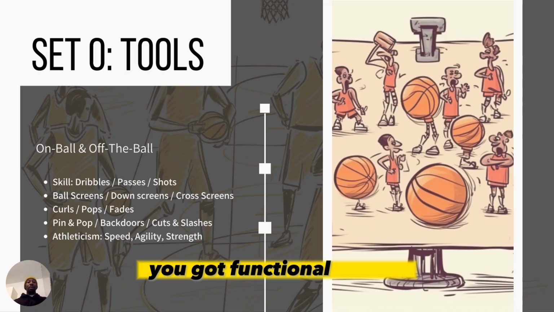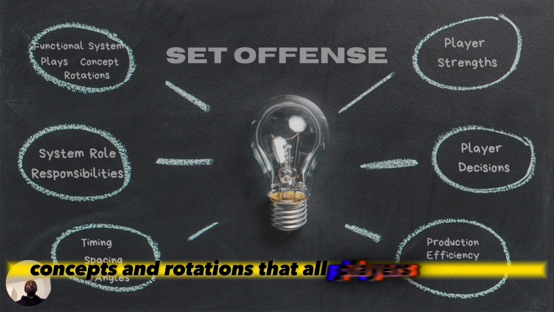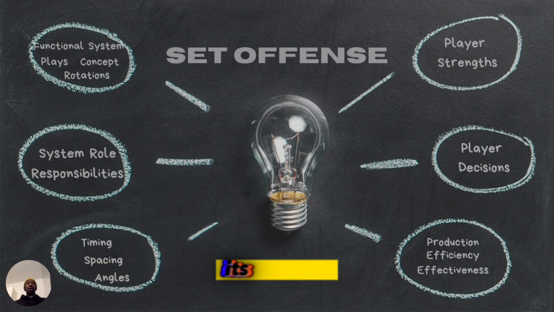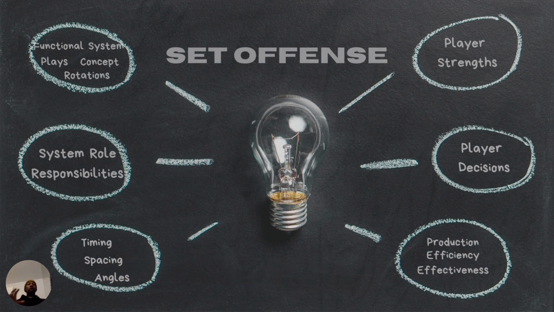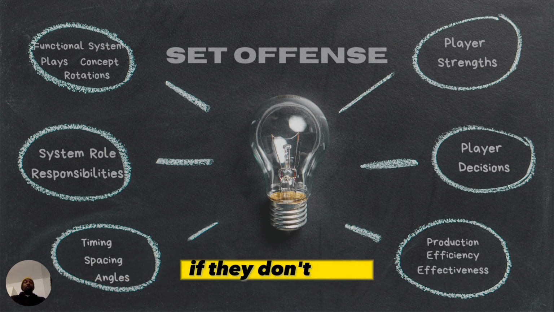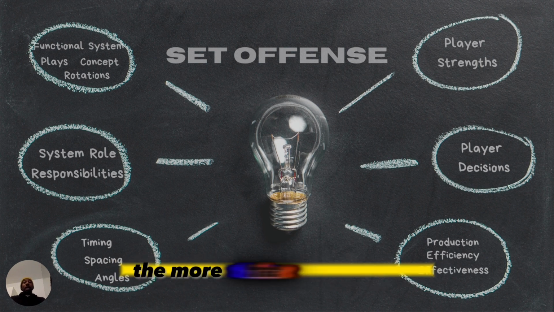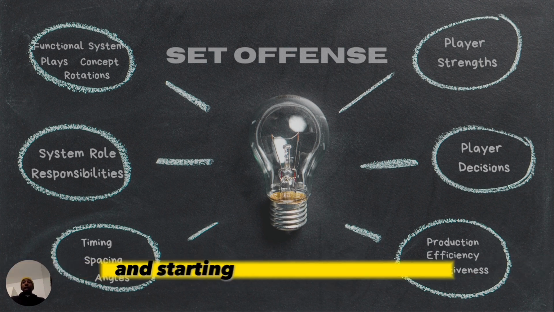You've got a functional system, a system that has plays, concepts, and rotations that all players understand. If the players are playing, they should truly understand the system, its purpose, the concepts around it, the options included in it, where the ball is moving, counters to it, how the defense is supposed to play it, and how the defense is supposed to react if they don't react. All of these things we must understand. The more that we understand, the merrier, because we can start using it against the defense and start taking advantage of what we want out of the game.